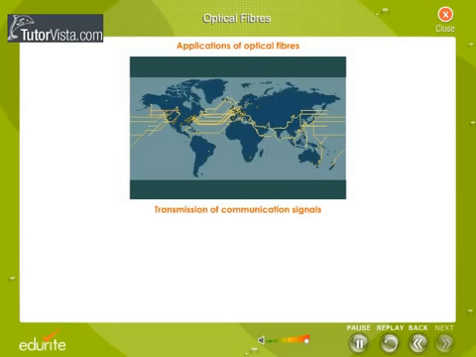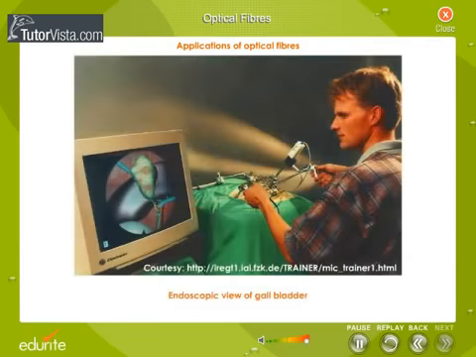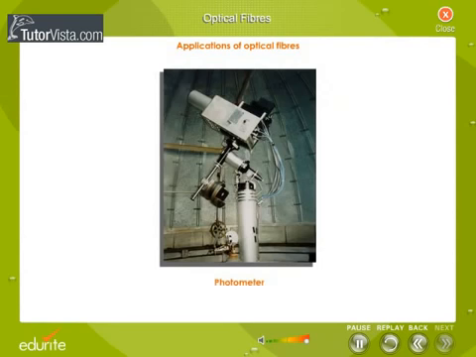Applications of optical fibers. Optical fibers are used to transmit communication signals. In endoscope, used to investigate interior organs which cannot be viewed directly, and in photometers.